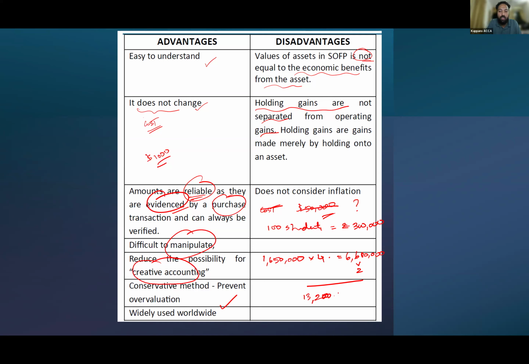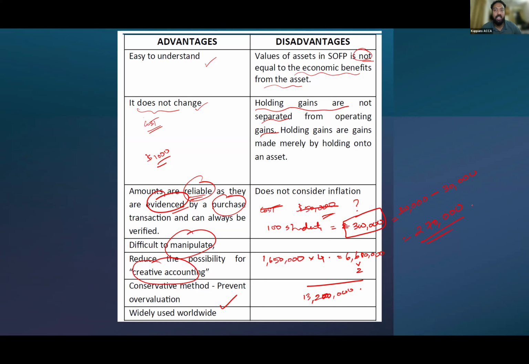Let's say this asset can be used for 10 years. So cost is 300,000 minus depreciation, 300,000 divided by 10, that will be 30,000. So Capens School of Accountancy and Management might have recorded this bench and desk in its statement of financial position at cost less depreciation, that is historical cost, that is 300,000 minus 30,000, that is 270,000. But is that 270,000 the value of this asset?